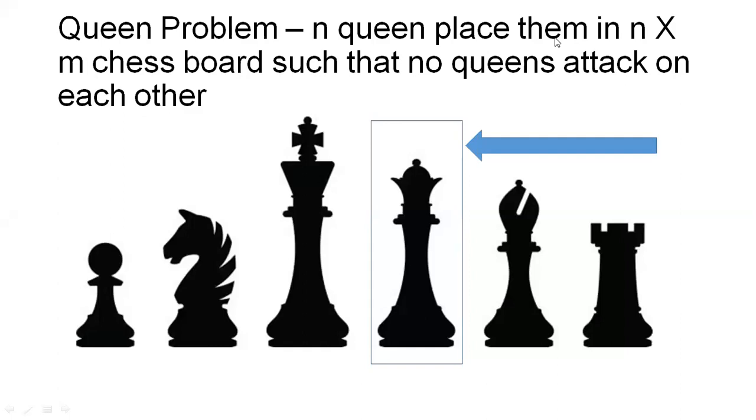So in the last lecture, we discussed the queen problem. In the queen problem, we have n queens and we want to place them on an n by n chessboard such that no queens attack each other. This is the problem statement, and we have to solve it using the backtracking concept.